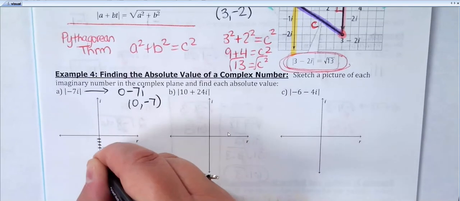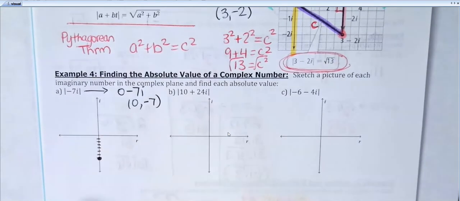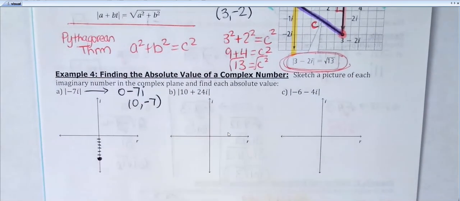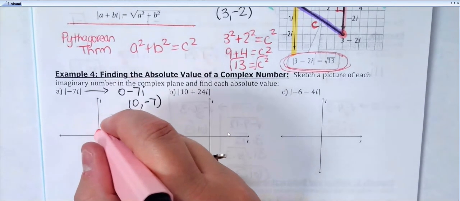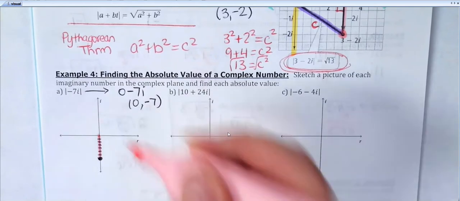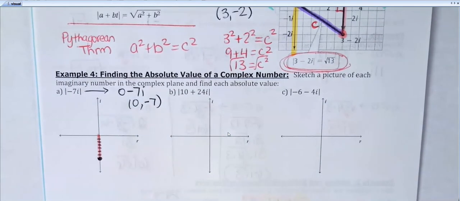So that point in the complex plane, this on the imaginary axis here, would literally just be that point right there. Now, if I want to find the absolute value, I have to find the distance from that point to the origin in the complex plane. What would you tell me? Don't think too hard about this. What would you tell me the absolute value is here?